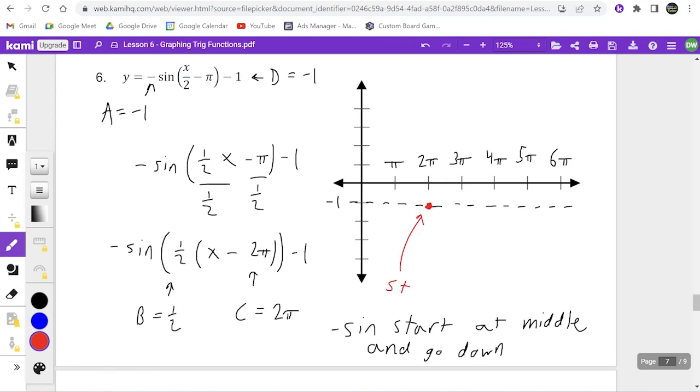There's my starting point. And then remember, we're going to go down, because that's what negative sine does. It goes down, then middle, then up, then middle. And then going the other way, it's going to go up, and then back to middle. And now I just got to connect my dots like that.